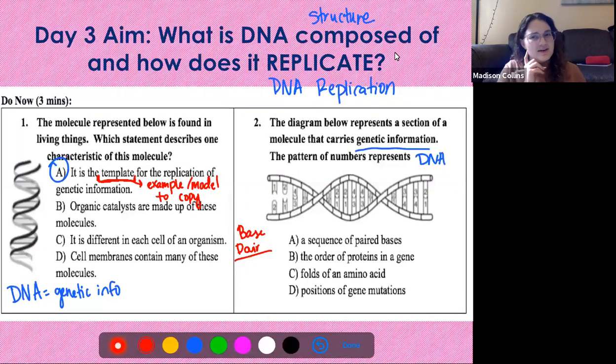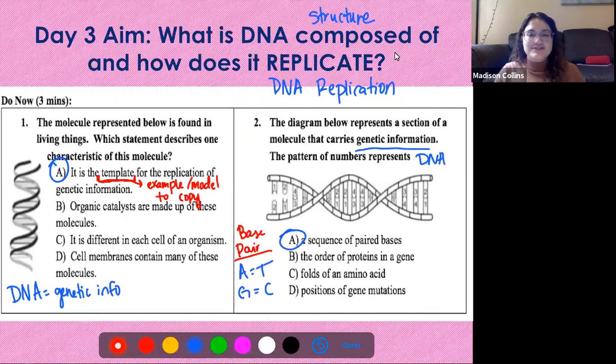Does anyone remember talking about that? We said that A always pairs with T and G always pairs with C. So based off of that information, I can figure out that the answer here is A. Those numbers represent a sequence of paired bases. And we'll talk some more about those bases today, which leads us to part A.